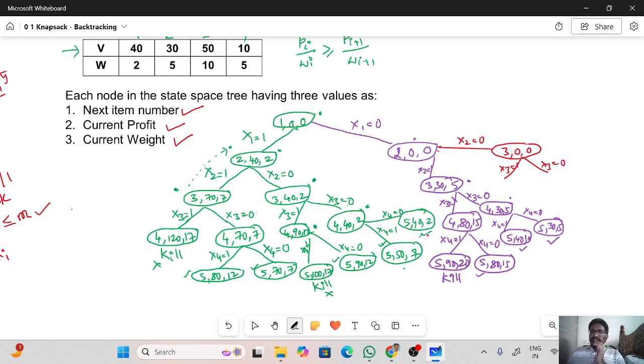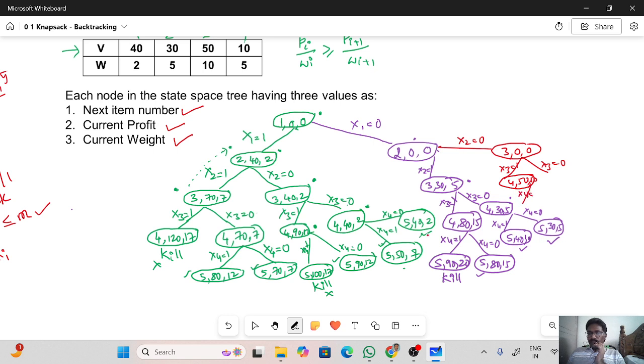If x3 is considered, what about this value? The fourth item may be considered, 50. What is the third item considering? Only the third item. What is the third item profit? 50. What is the third item weight? 10. Is 10 greater than 16? No, I am going to expand.